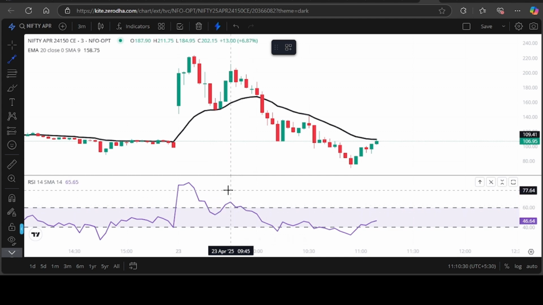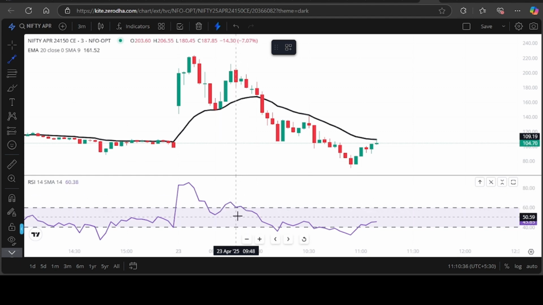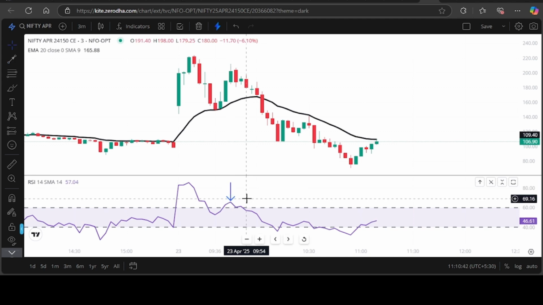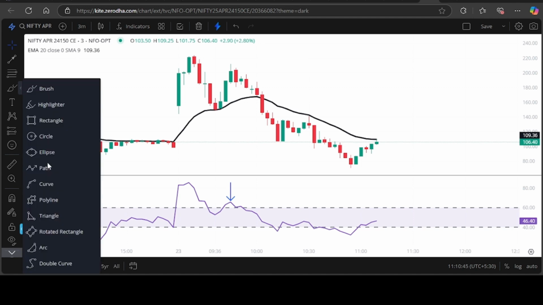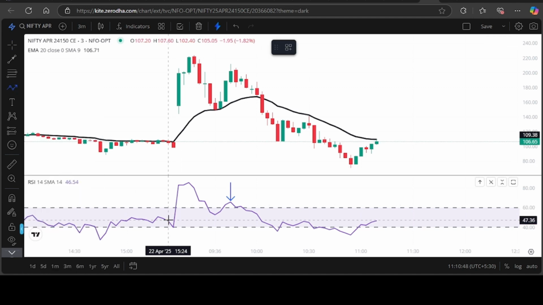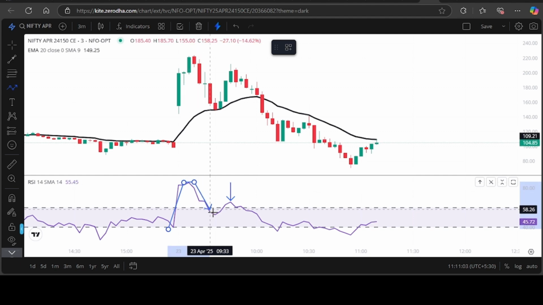Now here I see some resistance at the upper limit 60 of RSI. Why do I see this? Let me mark this. Why I consider this is because the RSI movement went from the lower limit 40, it went up, it went a little sideways, it came down between 60 and 40, it went up again, but it wasn't able to push itself, and then it started coming down.